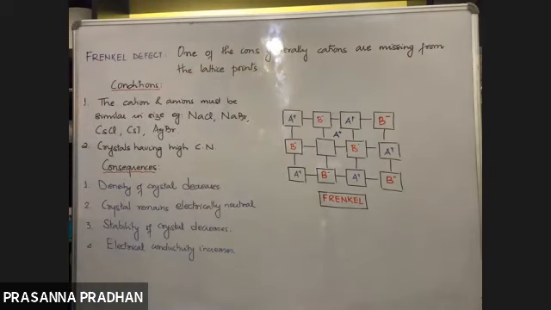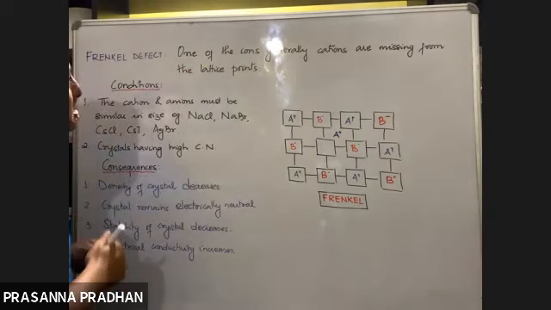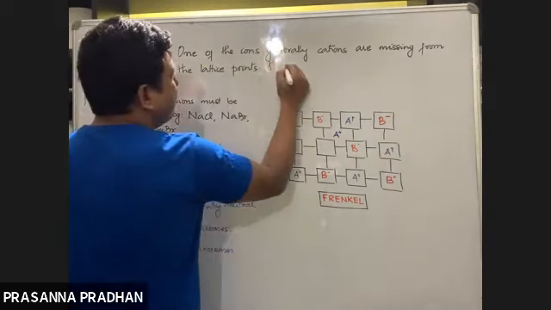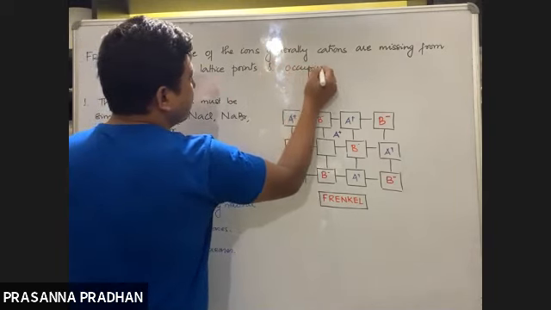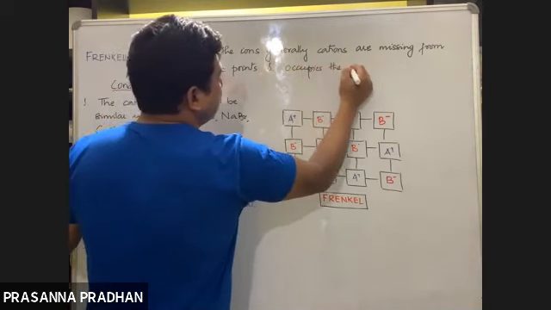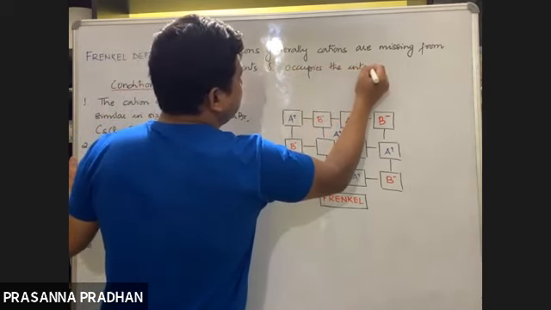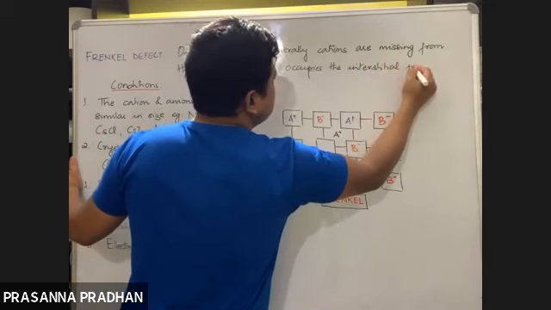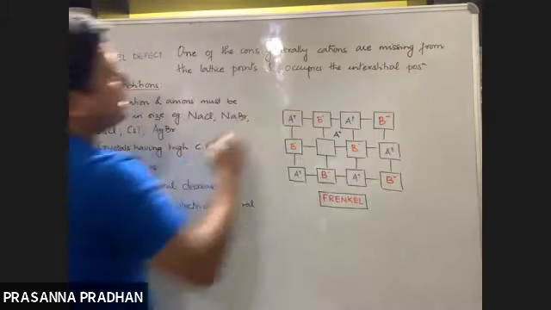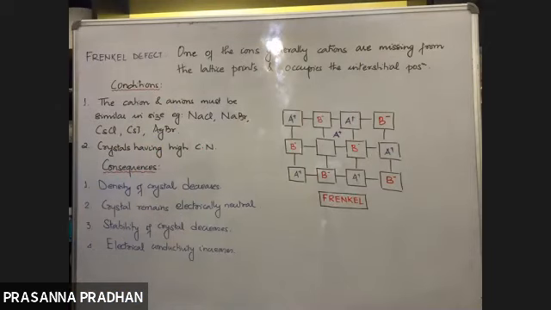One of the ions, generally the cations, are missing from the lattice points and occupy the interstitial position. That is, they occupy the position in between the ions.